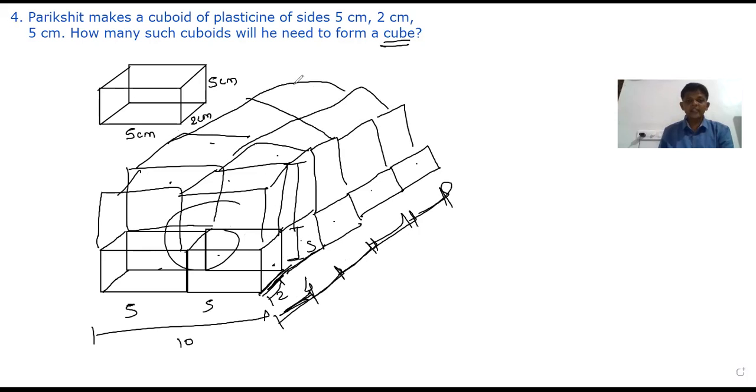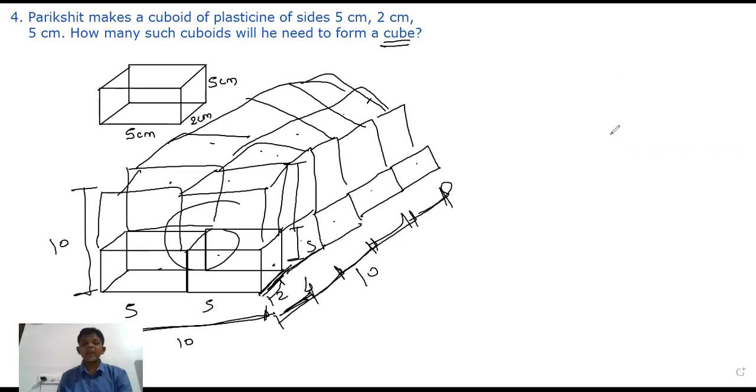When I place the 20 cuboids together, 4, 8, 12, 16, and 20, what has happened? 10 has become the length, 10 has become the height, because we are making only 2 cuboids one above the other. And width is 2, so 2, 4, 6, 8, 10 has become the width also. Length is 10, height is 10, breadth is 10. This figure would ultimately be a big cube like this.